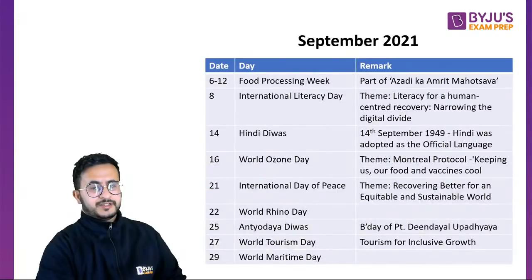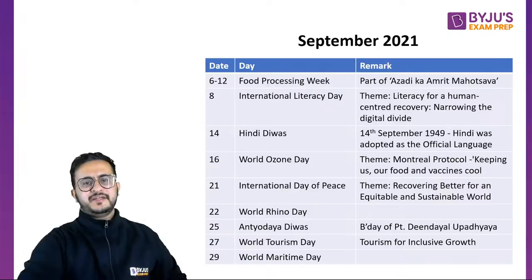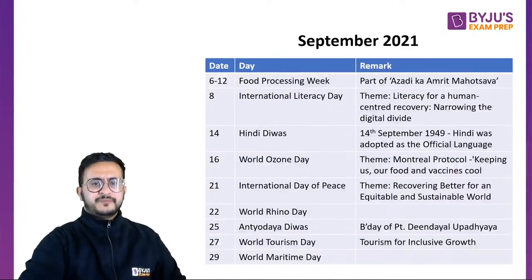Okay. Now coming to September, Food Processing Week. So this is part of Azadi Ka Amrit Mahotsav. So basically what is happening is India is in the 75th year of independence. Okay, so this entire year we are celebrating Azadi Ka Amrit Mahotsav, right? And this week was also observed for this reason only.